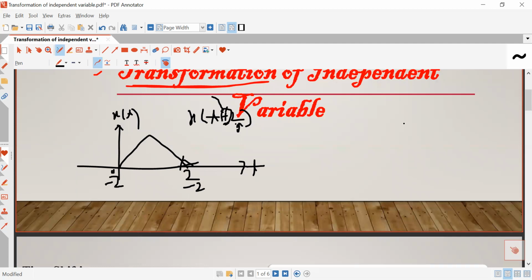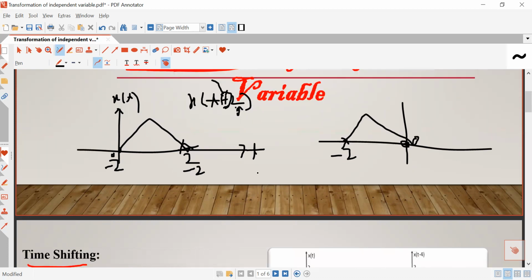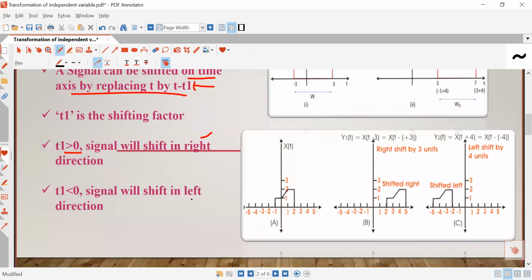So 2 minus 2, now this point will be 0. And here this point is 0, and if you subtract minus 2 from it, now this point will be minus 2. So the signal will now be this. In this way, you can get the shifted signal. So this is time shifting.